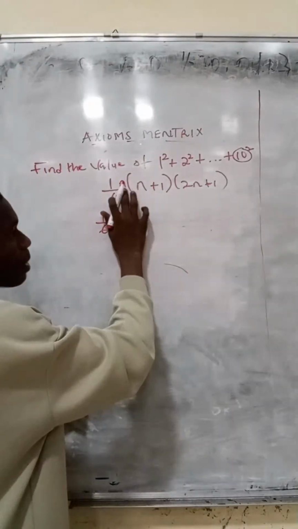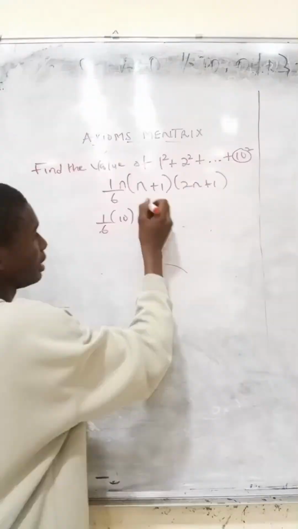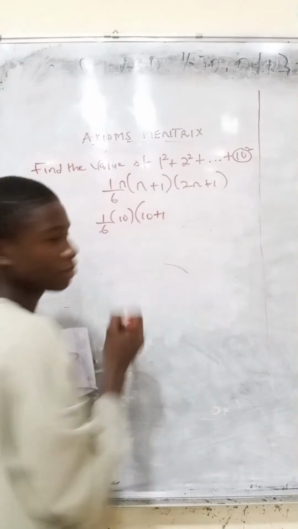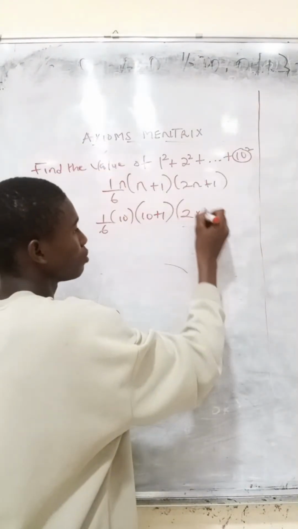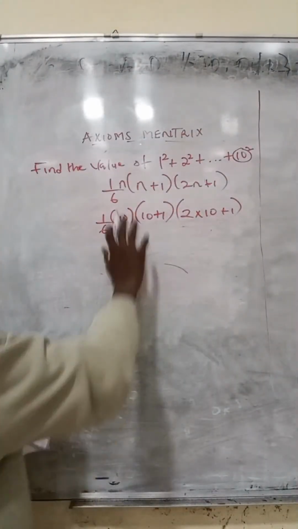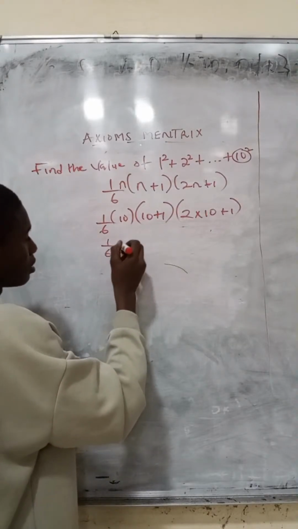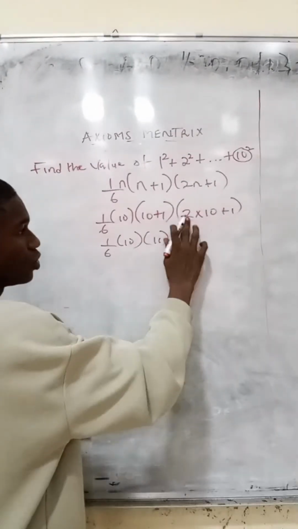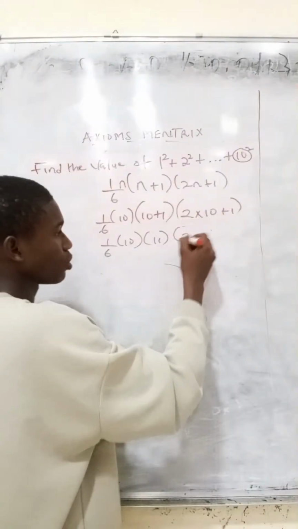Now, my n is 10, right? Then in the bracket again, I have 10 plus 1, right? In the bracket again, I have 2 times 10 plus 1. So I'm just applying the formula, you understand? So from this place, I'm having 1 over 6, my 10. 10 plus 1 is going to give me 11. 2 times 10 is going to give me 20. 20 plus 1 is going to give me 21.